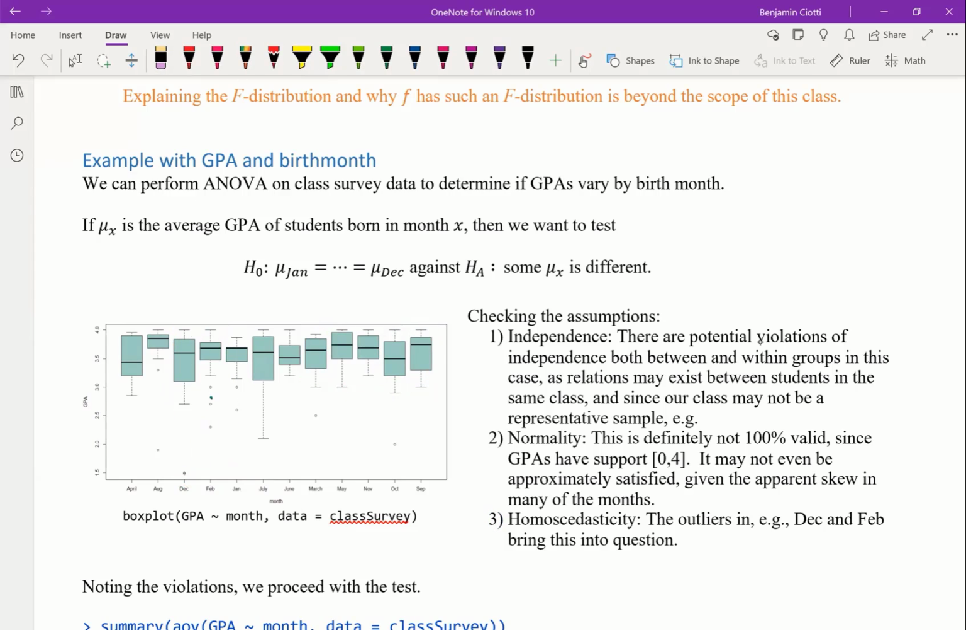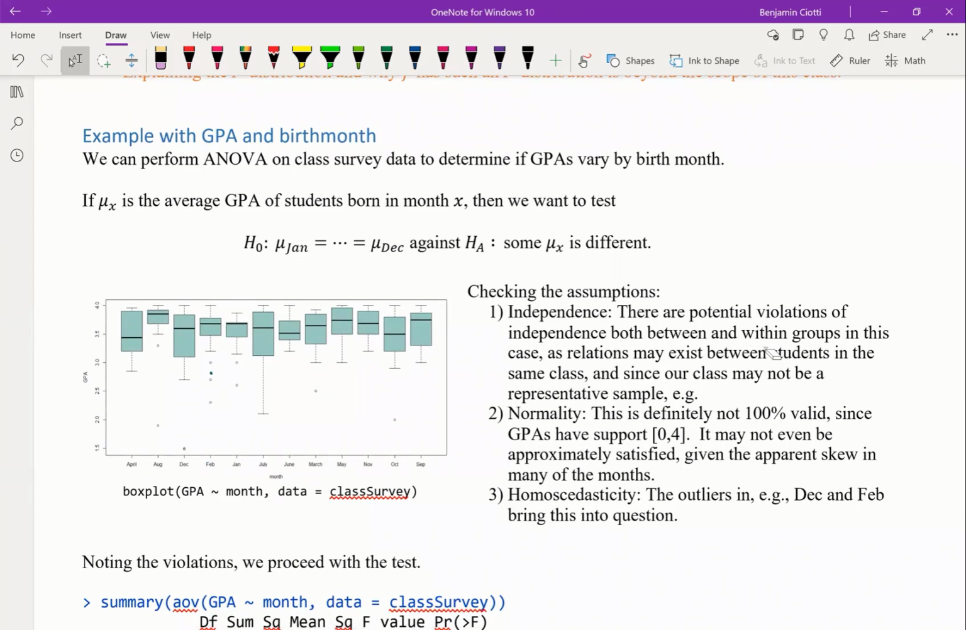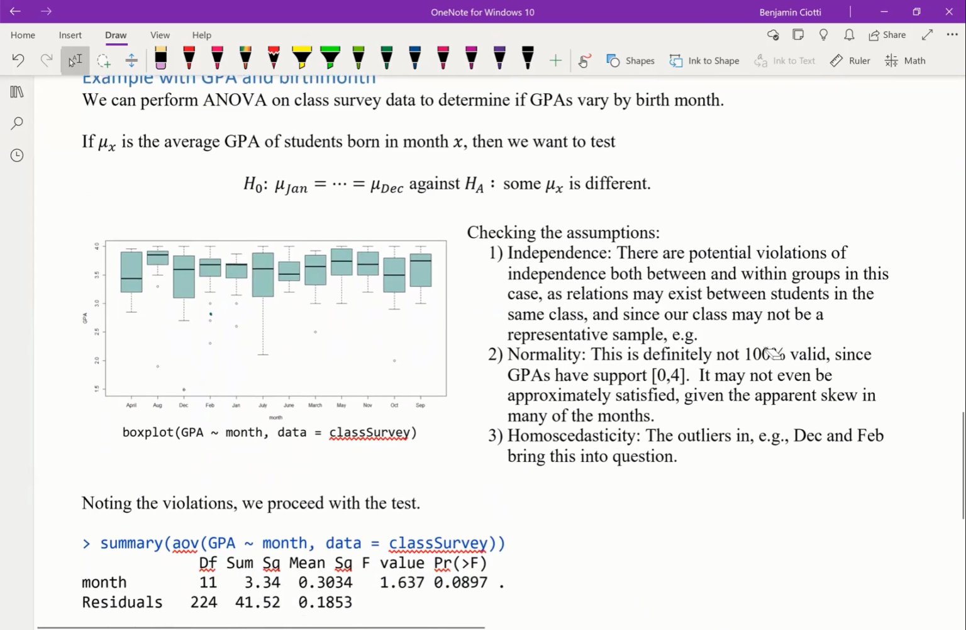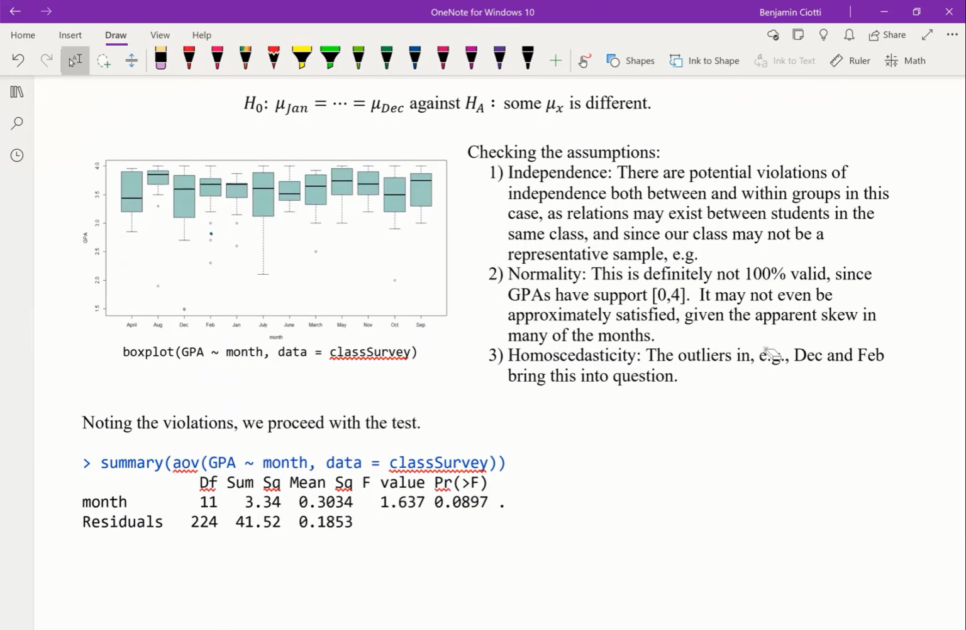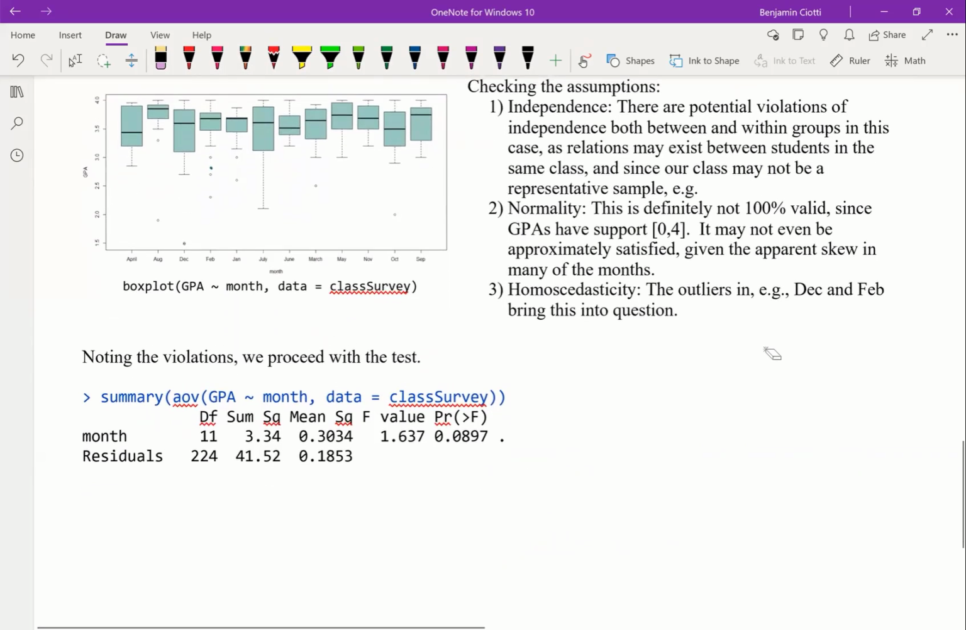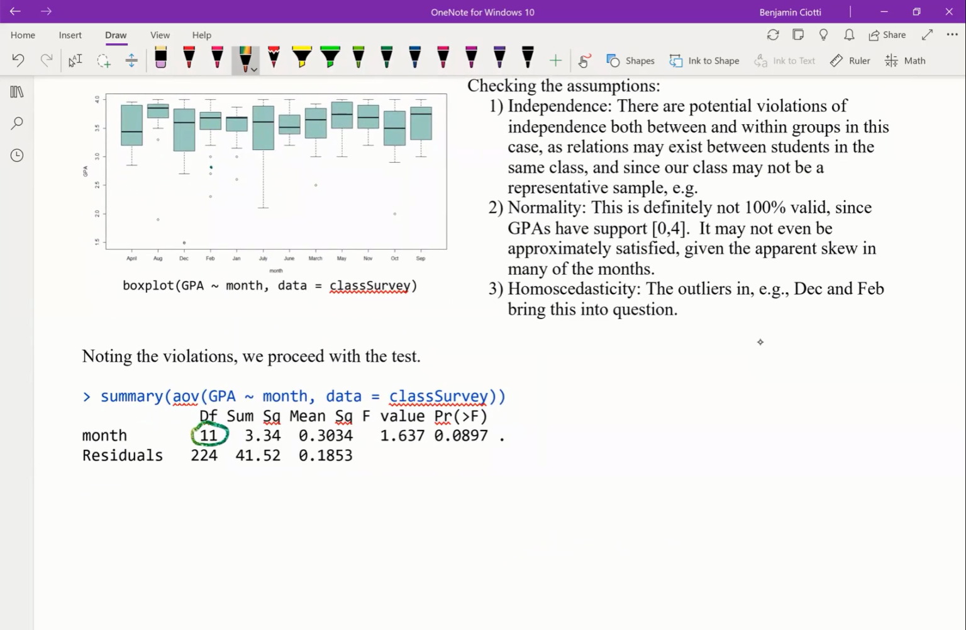So noting these violations, we proceed with the test. And I'm going to do it in R. So we can take a summary of the analysis of variance and then plug in the data. And this is what the output looks like. So you will notice the number of degrees of freedom for the groups is 12 minus 1. The number of degrees of freedom for the residuals, that was n minus k, which was 236 minus 12.